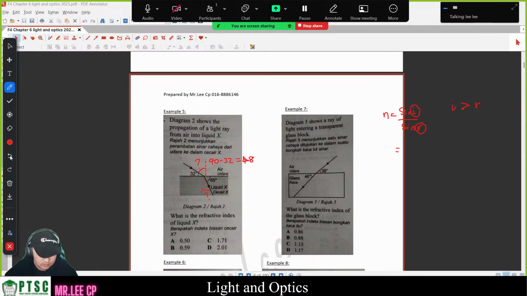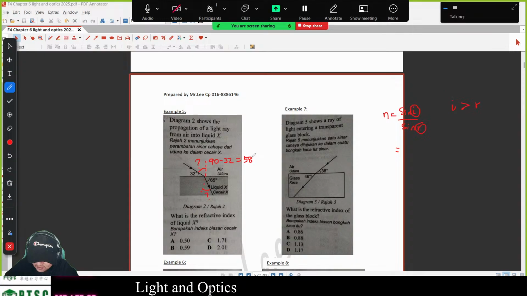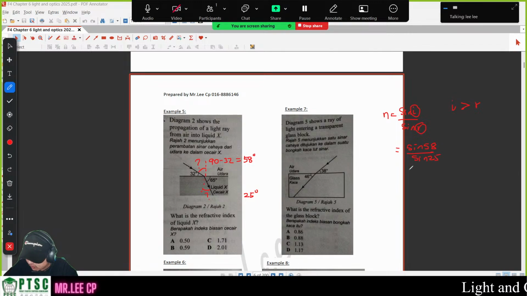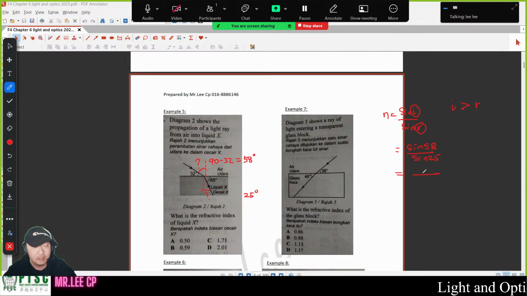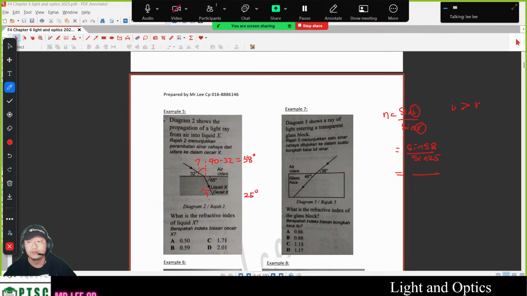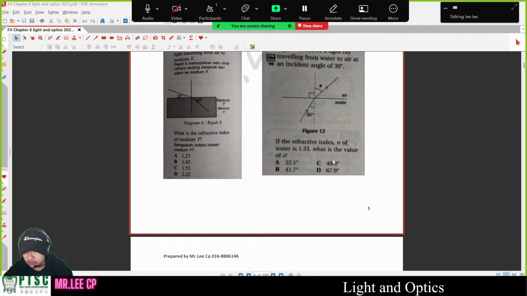No, 58. 58, right? 58. So this angle is 90 minus 65, which is 25 degrees. So what you need to do is sine 58 over sine 25. That's your answer. Okay, and no unit. Refractive index has no unit. Okay, this is the thing that you need to take care of.